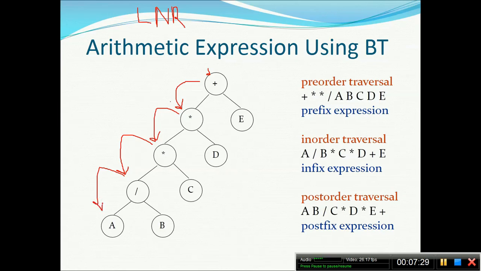I have reached A. A can be solved because it does not have a left subtree or right subtree. It is considered directly solved. A done. So once A has been done, I will go to the node. I will solve the node, that is divide, and then the right subtree. So B solved. Once this entire left subtree has been solved, you can see the answer A divide B. Once the entire left subtree has been solved, I will jump to the star.